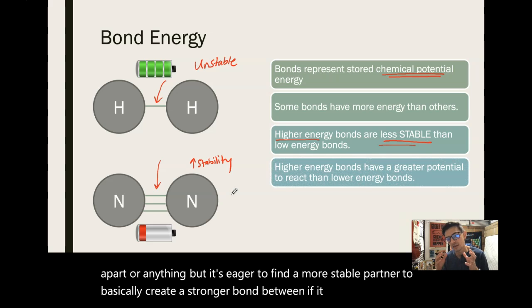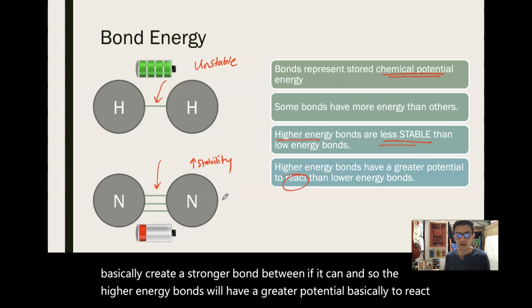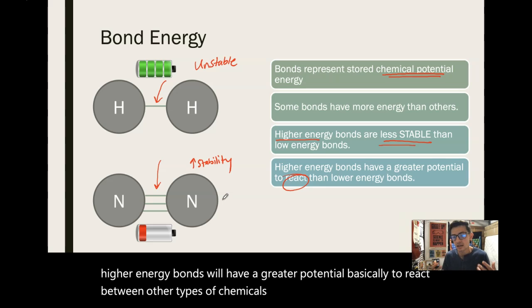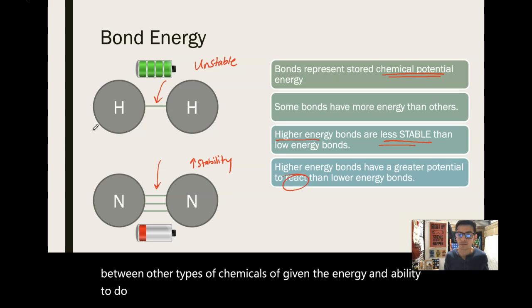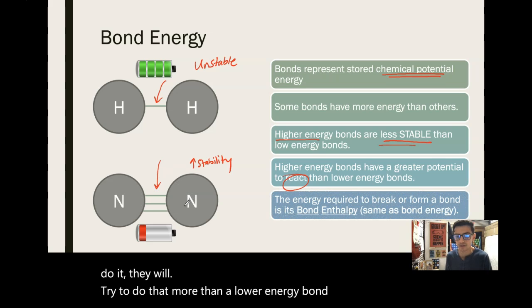And so the higher energy bonds will have a greater potential basically to react with other types of chemicals. If given the energy and ability to do it, they will try to do that more than a lower energy bond like nitrogen down here.